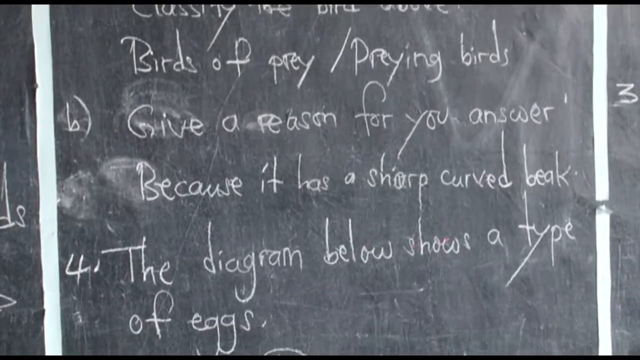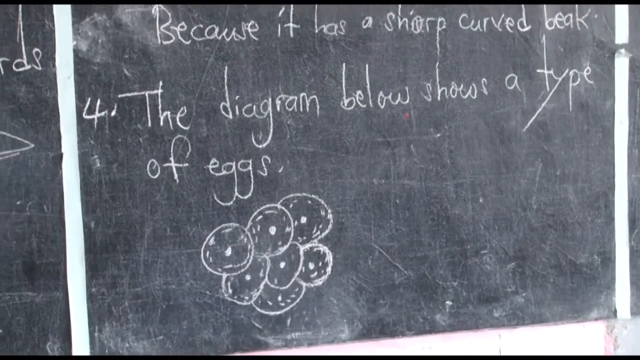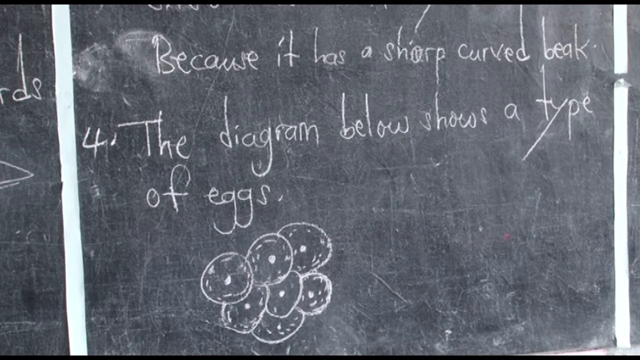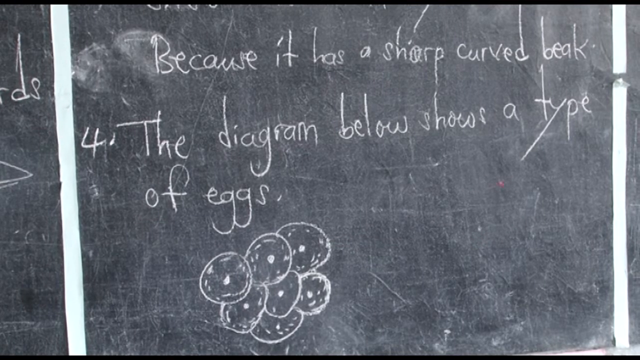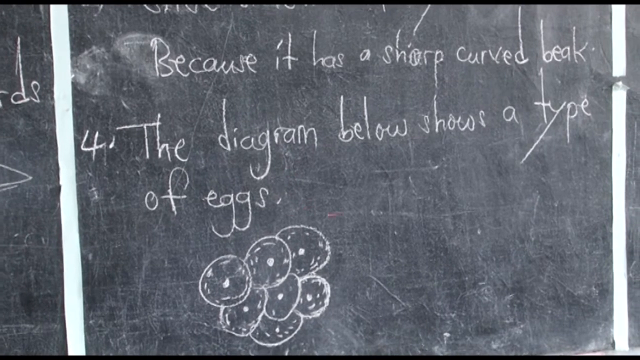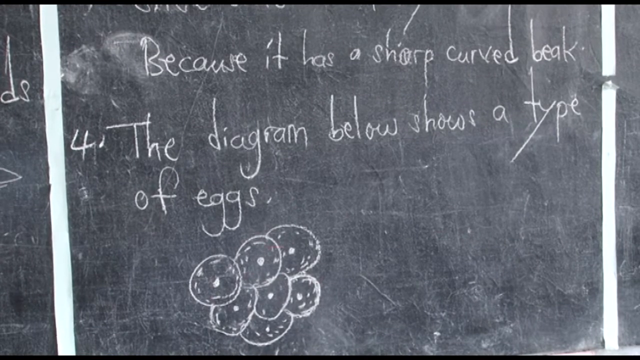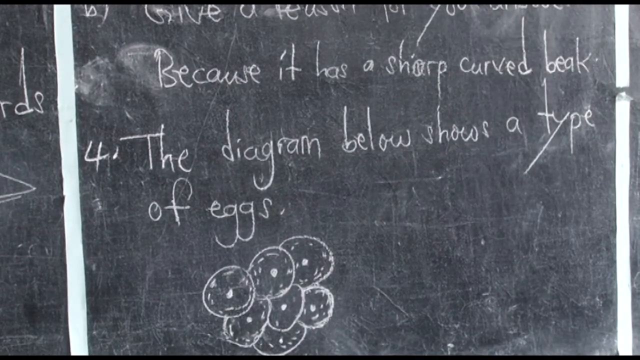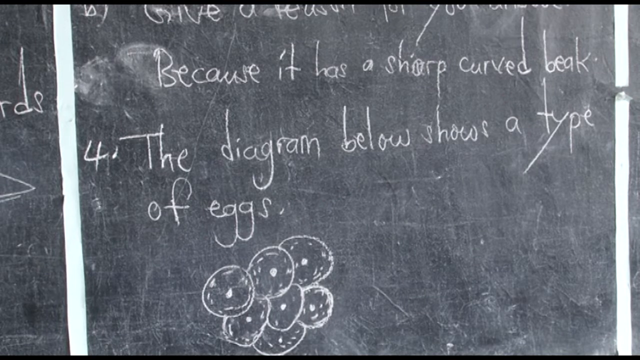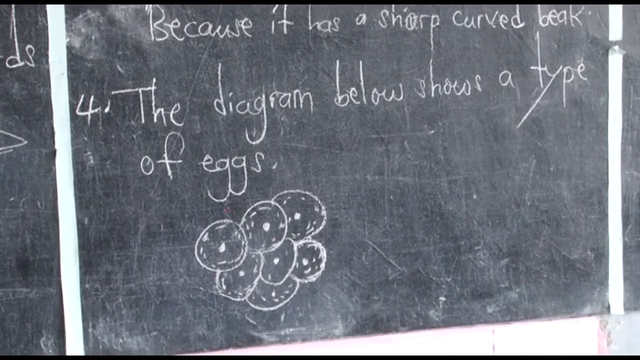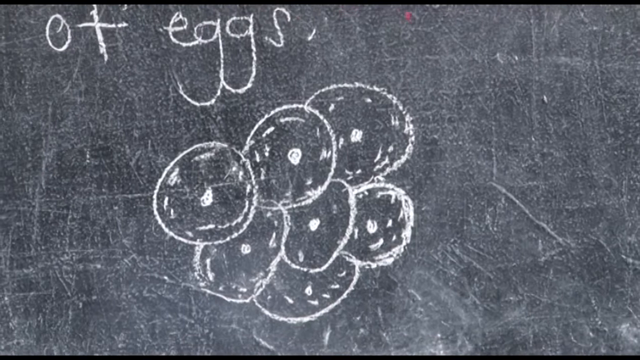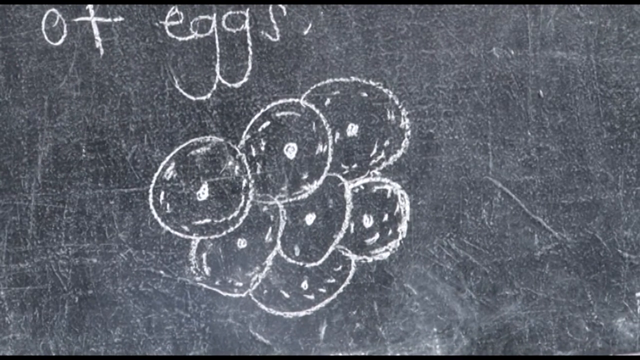The diagram below shows a type of egg. Here we looked at the eggs of different animals like mammals and birds. Some mammals lay eggs, but look at those which majorly lay eggs: reptiles, amphibians, and fish. Which type of animal will have these eggs? These eggs are majorly for frogs, which are amphibians. Frogs, toads, salamanders: their eggs are fertilized outside. They have external fertilization.